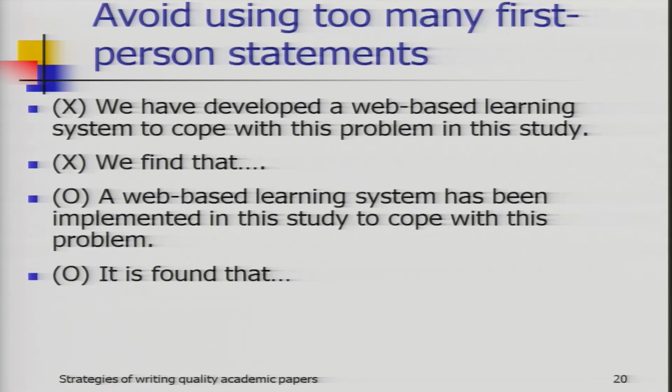And we need to avoid using too many first-person statements, like we and I. And of course, we definitely cannot use you. In an academic paper, there should not be something like you should do something. No, not you.